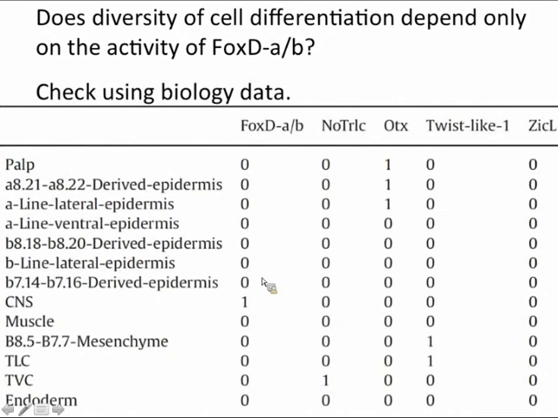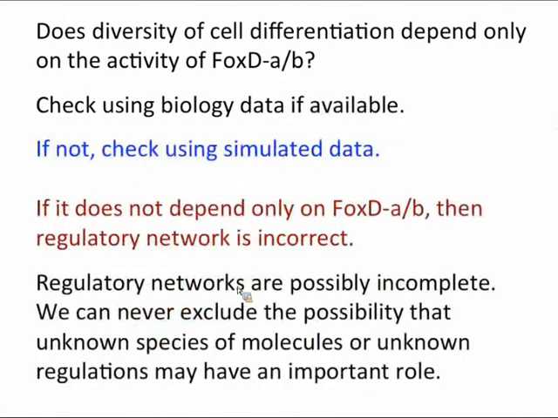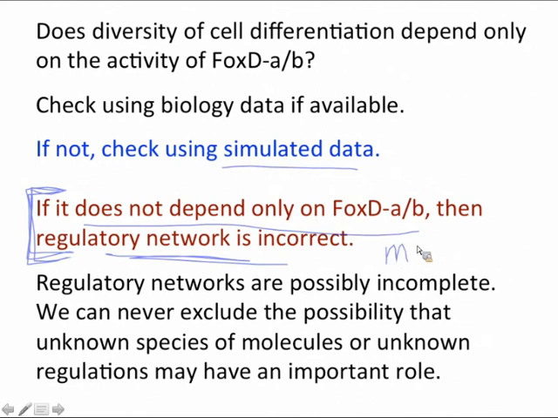Unfortunately, biology data is often insufficient. You might just have a snapshot. Here we've got a snapshot of what genes are activated at a particular time in various different cells. That doesn't give us any good information. We don't have enough information, so we can't check it using biology data. But one can do simulated data, and so one can check it via simulated data. And if you find out using either biology data or simulated data that it does not depend, then you know your regulatory network is incorrect. It's missing nodes, vertices, or edges.